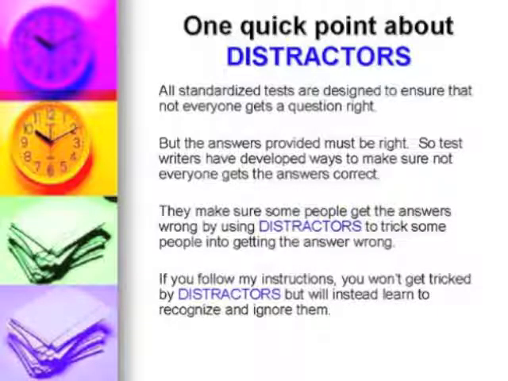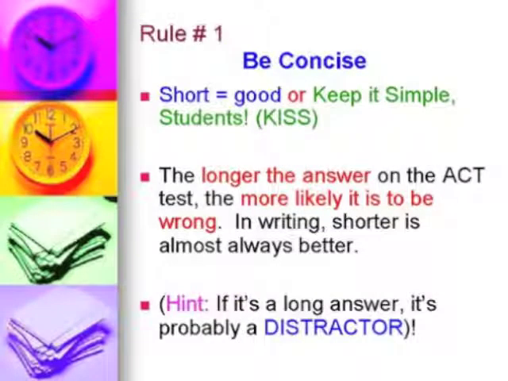All standardized tests are designed to ensure that not everyone gets an answer right. But the answers have to be right. So test writers have developed ways to make sure not everyone gets those answers right. They insert what are called distractors to trick some people into getting the answers wrong. If you follow my instructions, you won't get tricked by distractors, but will instead learn to recognize and ignore them.